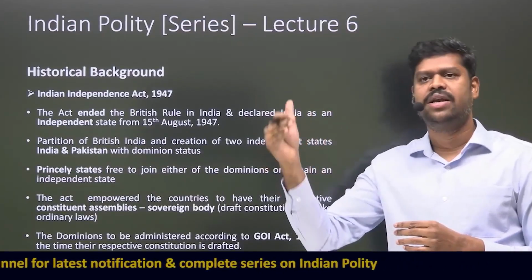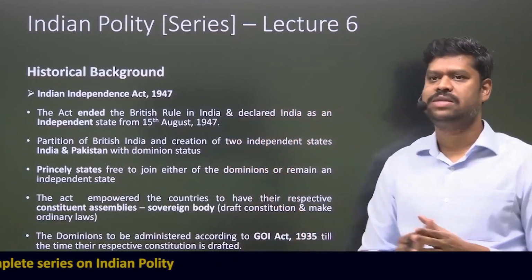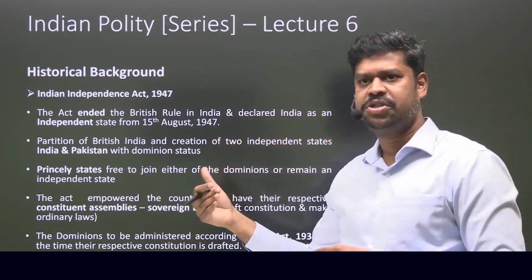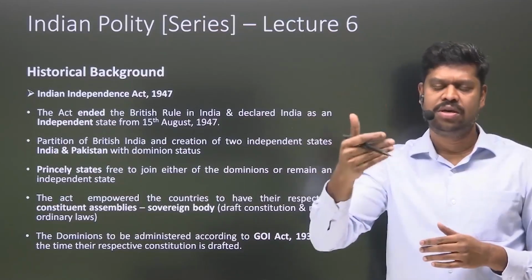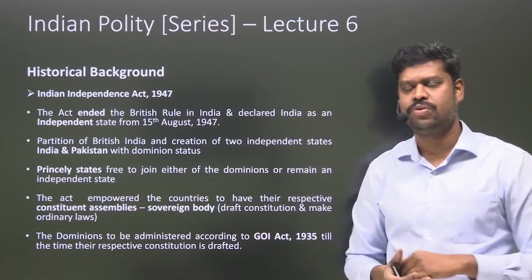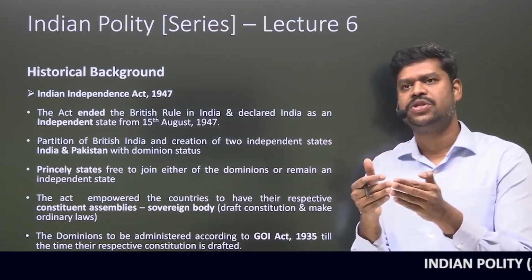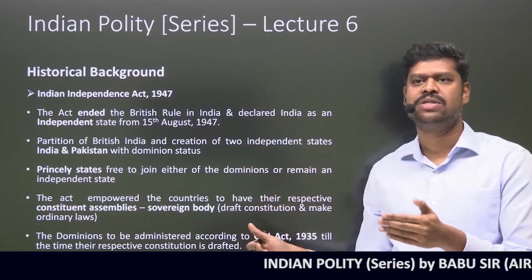So after 1935, that is the Government of India Act 1935, the British India was governed as per the Government of India Act 1935. And during this particular stage, before the Indian Independence Act, we know how the Constituent Assembly was established and what was the story behind that. The Constituent Assembly was established based on the Cabinet Mission Plan. 1946, the Constituent Assembly was established.